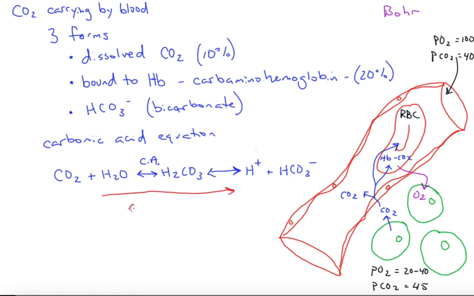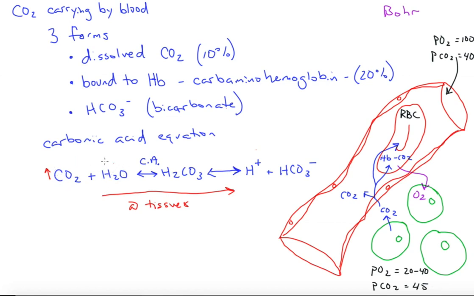Right? So at the tissues, the reaction is driven in this way because the CO2 is going to be high. It's going to be elevated. And something called the law of mass action, or sometimes known as Le Chatelier's principle, essentially says that if there are more reactants on one side of a reversible reaction, it tends to go toward the other side, right? We add more of these things.